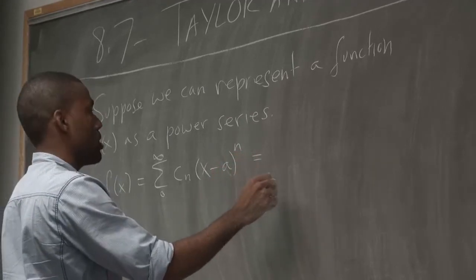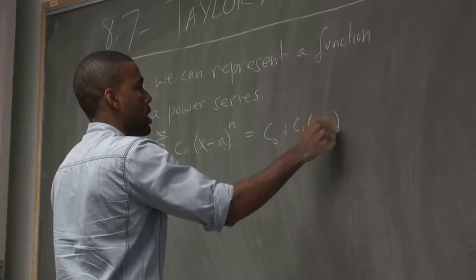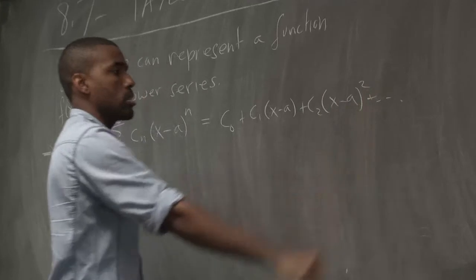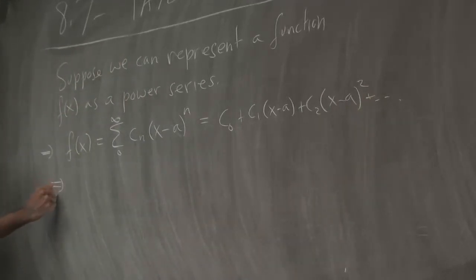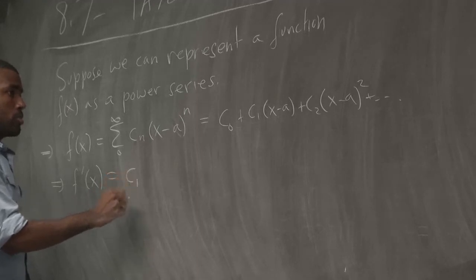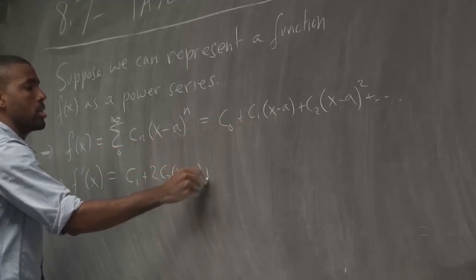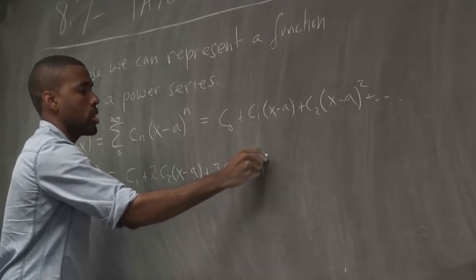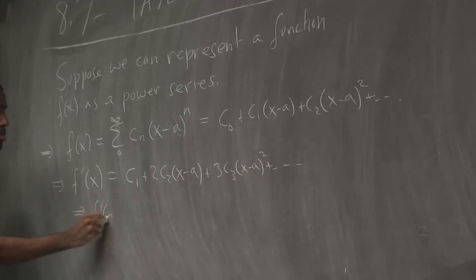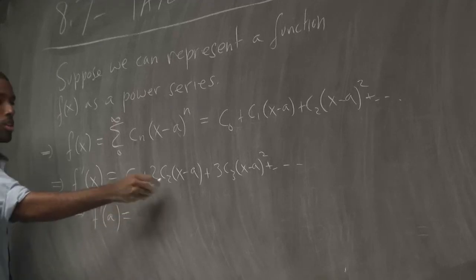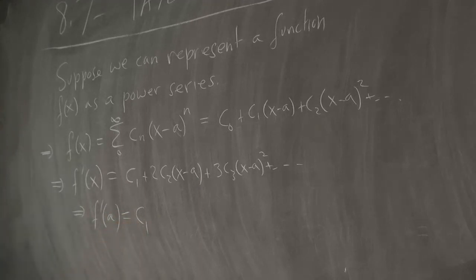So now we notice that this is actually c0 plus c1 times x minus a plus c2 times x minus a squared, and so on. Which means if I take the derivative of this, what would that give me? What's the derivative of that? It would just be c1, because this is a constant, so that's 0. This is x, so that's just c1. Plus 2 times c2 times x minus a, plus 3 times c3 times x minus a squared, plus and so on. Which means if I plug in f prime evaluated at a, what would happen? All of these would go to 0 except the c1. So I'd get f prime of a equals c1.